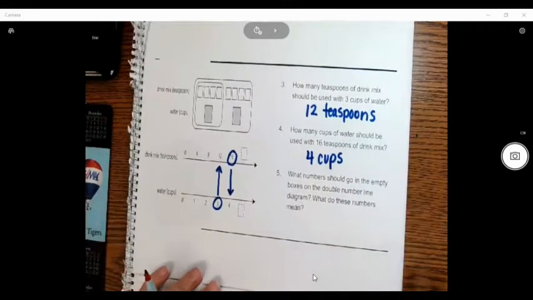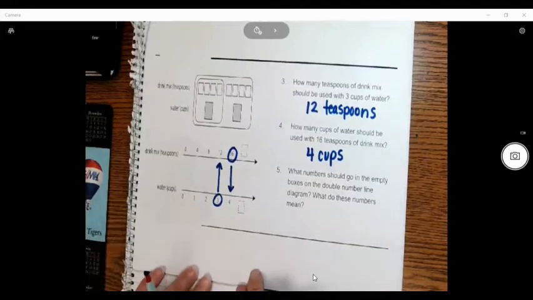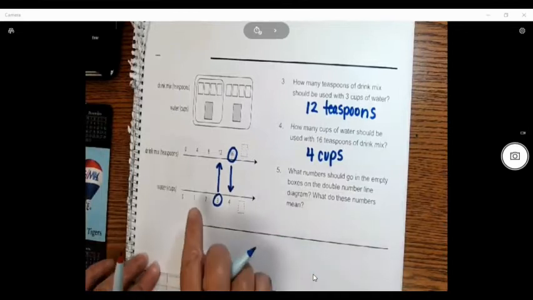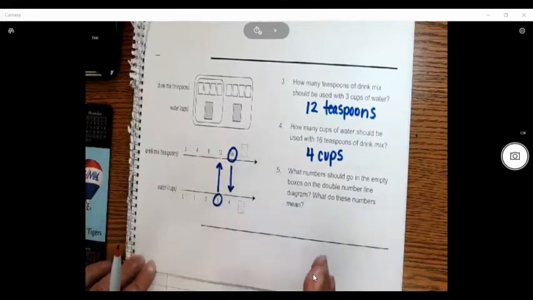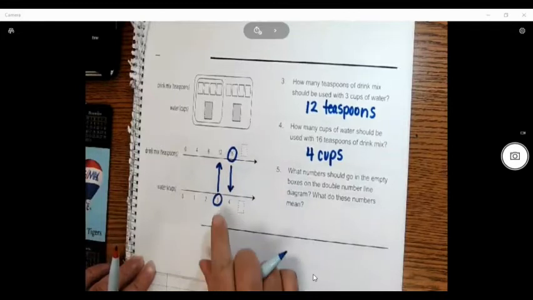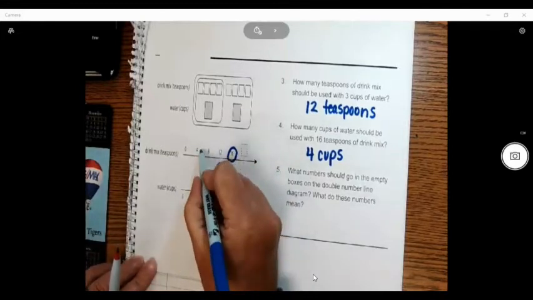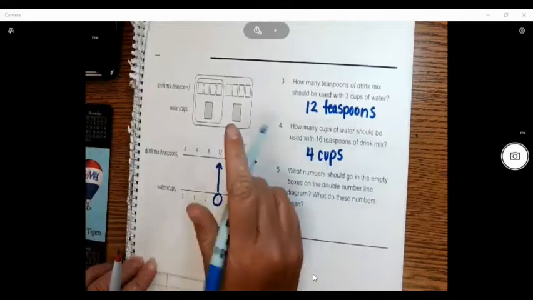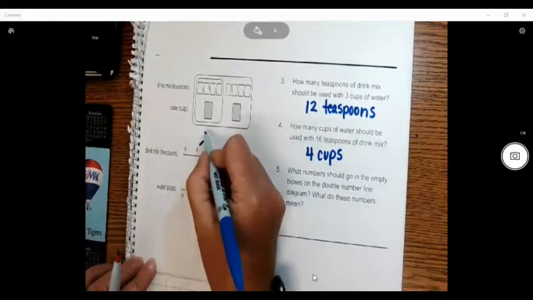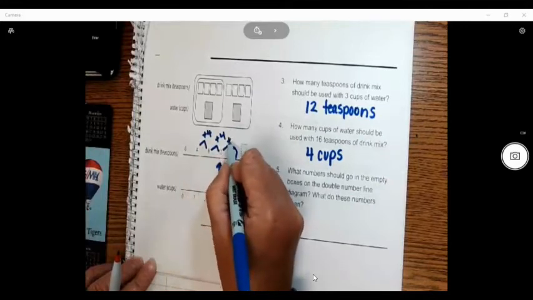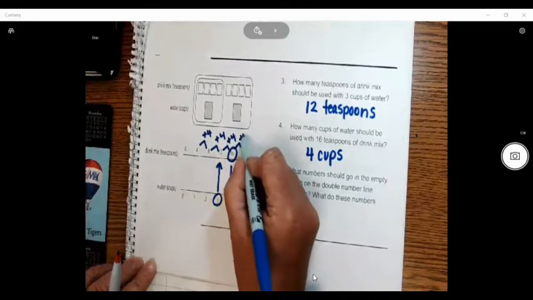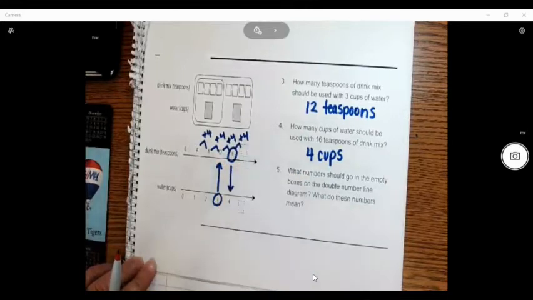Now, what numbers should go in those empty boxes on the double number line? All right, well, let's think. We can either find a pattern, or use equivalent ratios. Let's see. I guess we have to go with the pattern. We're going up by 4, and then we're going up by 4, and we're going up by 4. So maybe we need to go up by 4 again. What would that be? That would be 20.